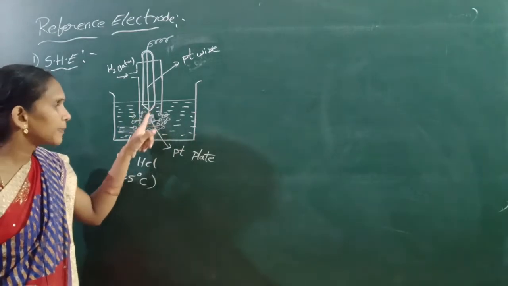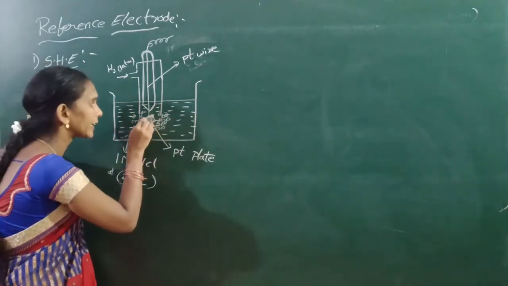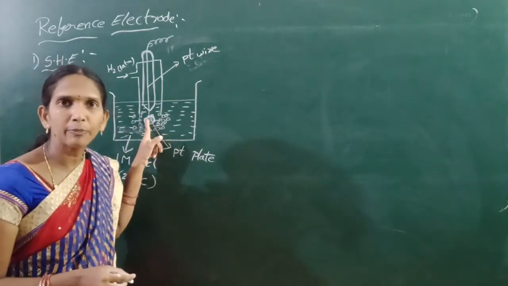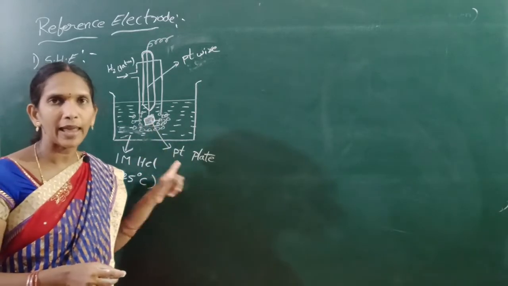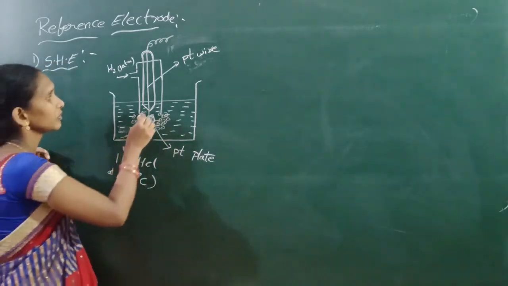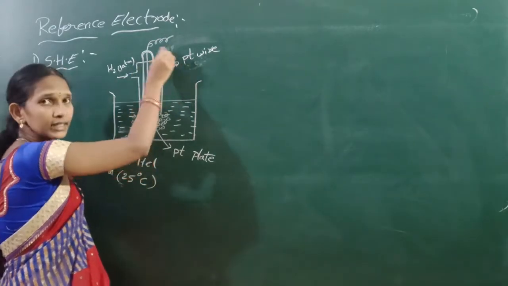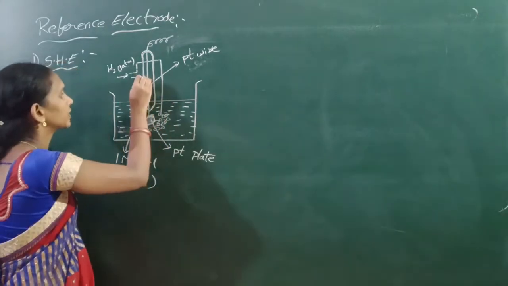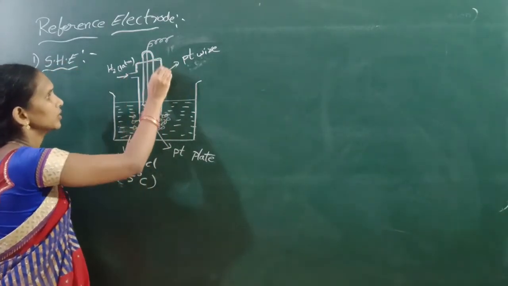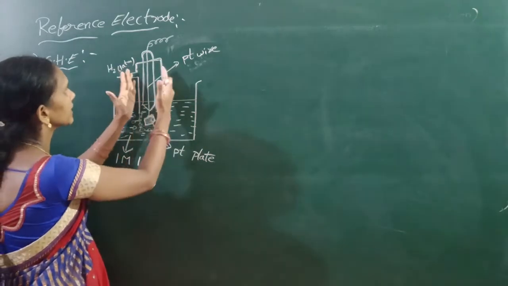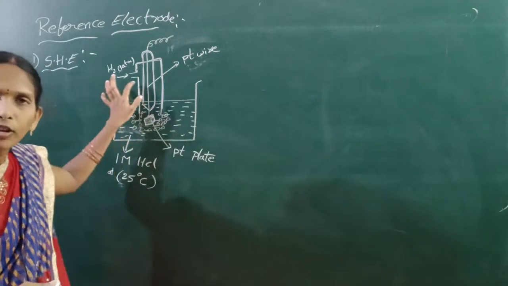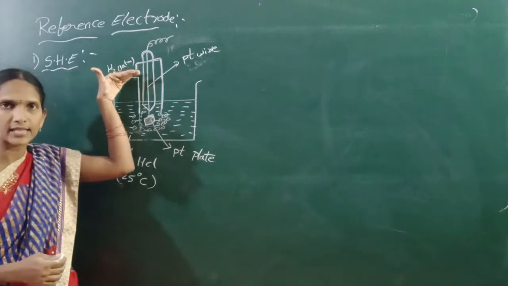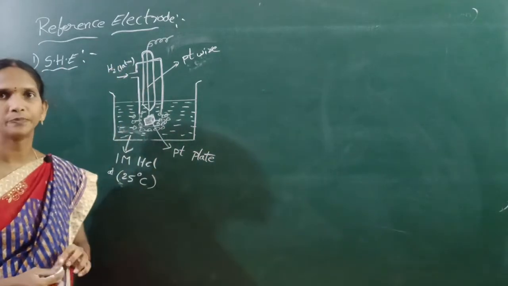Next, this platinum wire is connected to a platinum plate. This platinum plate is coated with platinum black. Then this is fitted in an outer glass tube. This is the inner glass tube, and this is the outer glass tube. The outer glass tube has an inlet for supplying hydrogen gas at 1 atmospheric pressure.